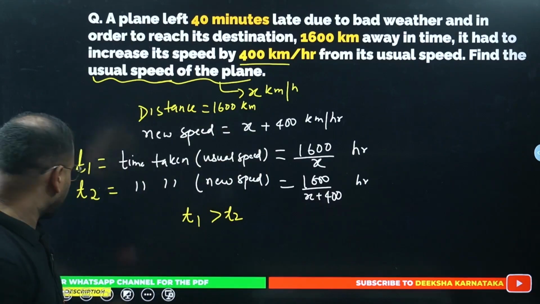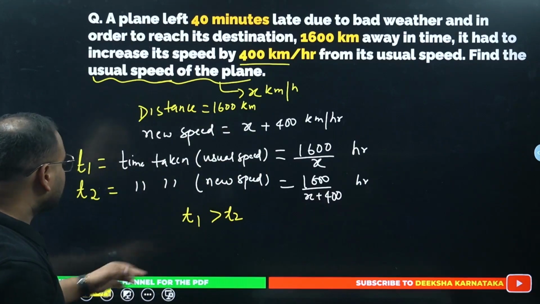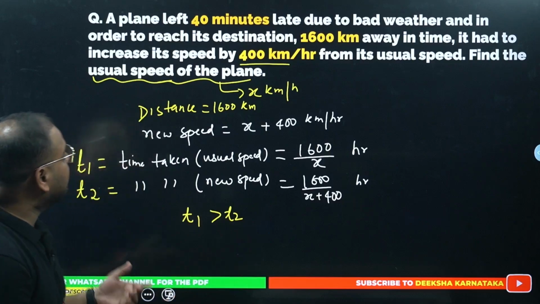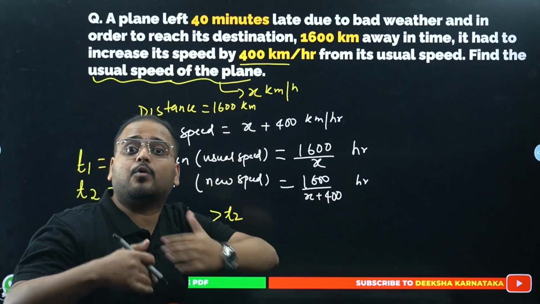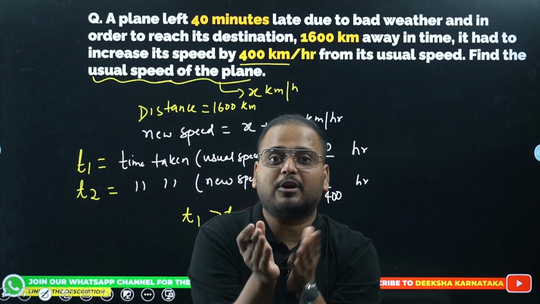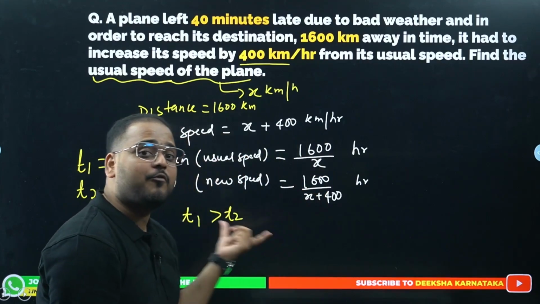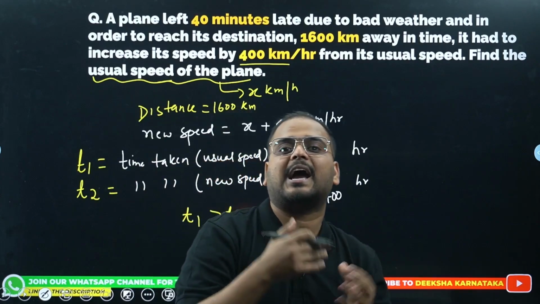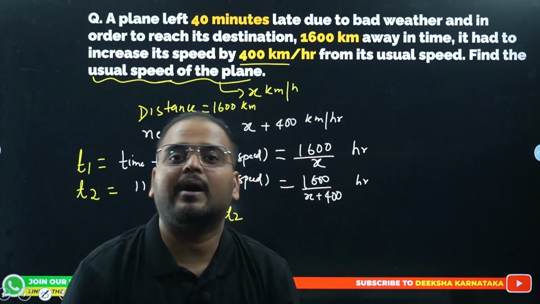Time decreases. So it means that T2 will be less than T1. So T1 is greater than T2. Now, the difference is how much? What is the goal of all of this? To catch up the 40 minutes. It means after increasing the speed by 400 km per hour, I am able to match the 40 minutes. Whatever gap was created by 40 minutes, I have matched it now.